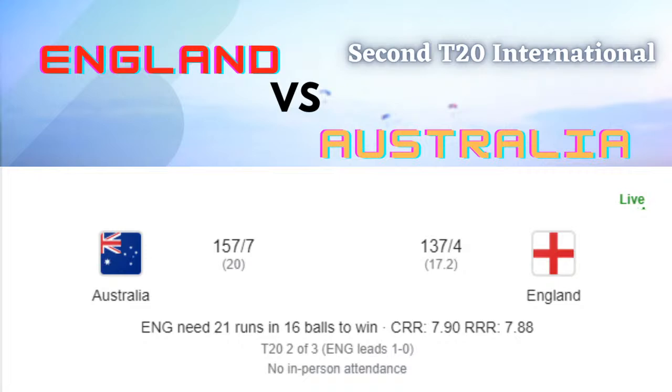Moeen Ali comes down the pitch and played straight to the mid-wicket fielder. So that is a dot delivery, no run taken. 2 balls remaining in this over.